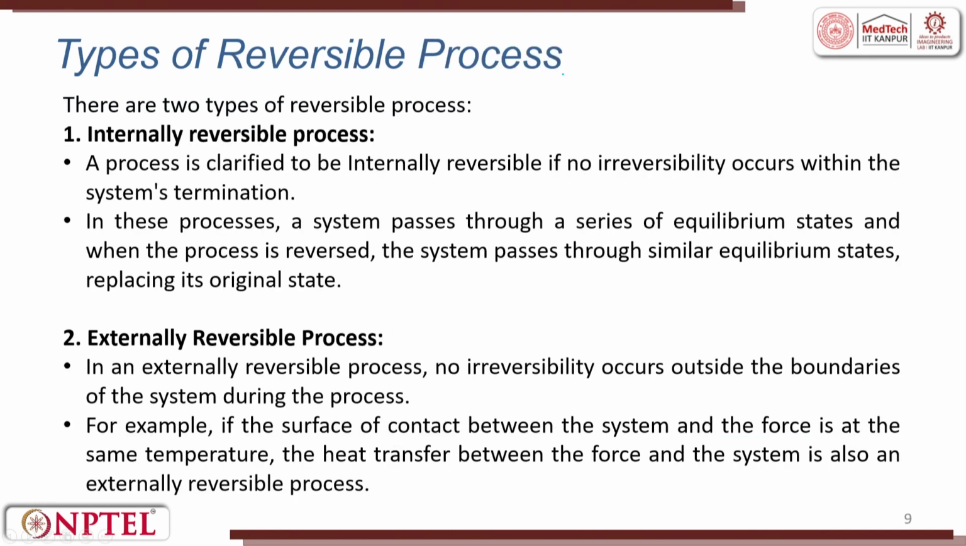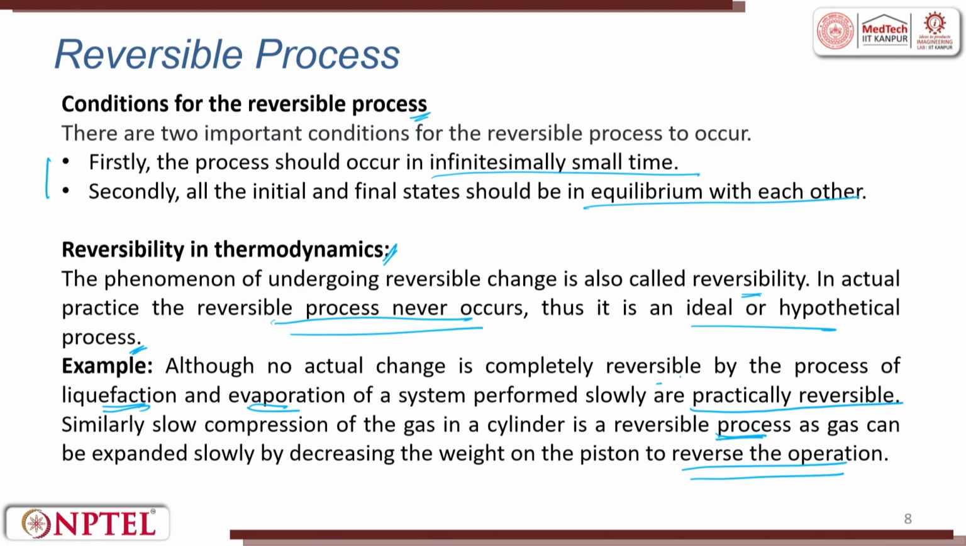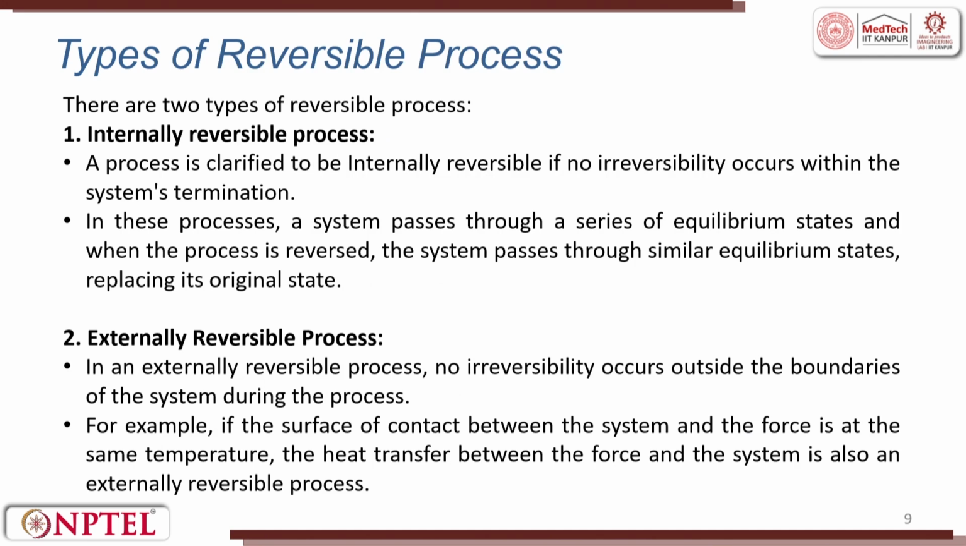Types of reversible process. So, here we saw reversibility, ability to reverse. Then we saw an example. Then types of reversible process. So, there are two types of reversible process. One is internally reversible process. Another one is externally reversible process. A process is classified to be internally reversible if no irreversibility occurs within the system's boundaries.